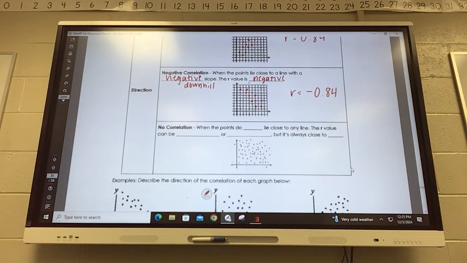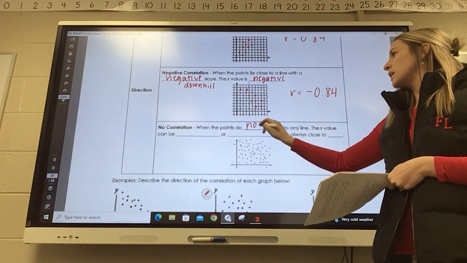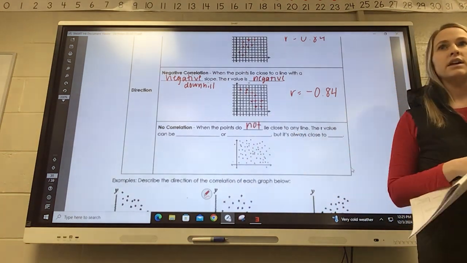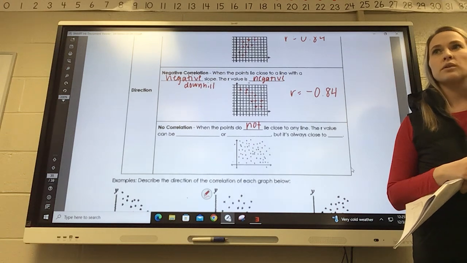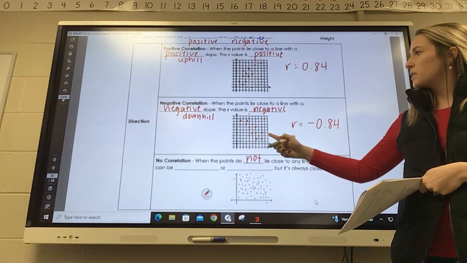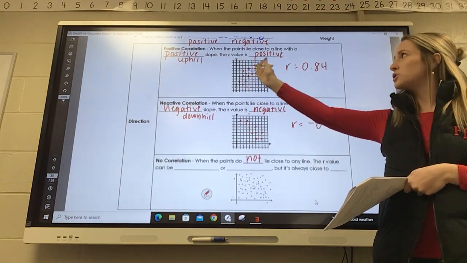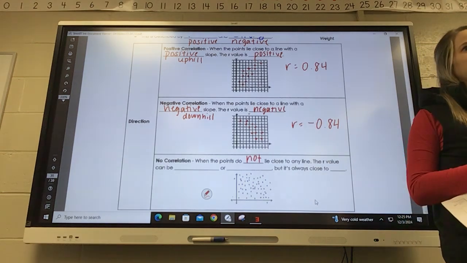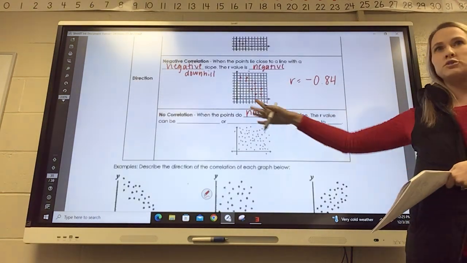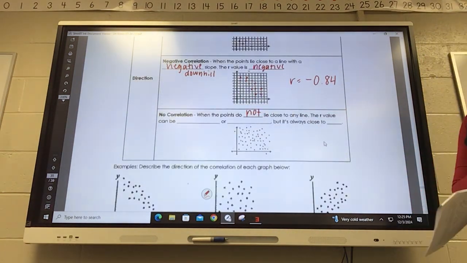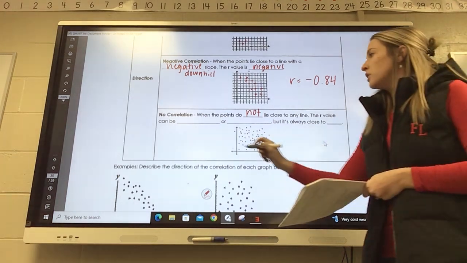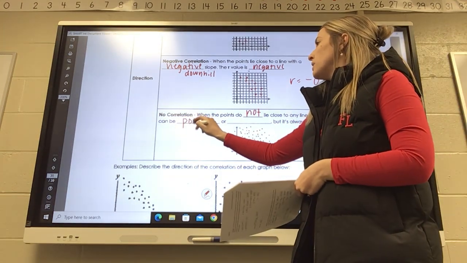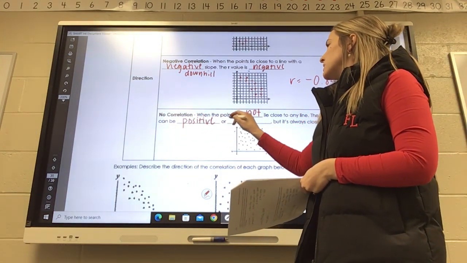And then we have something called no correlation. So that's when your points do not lie close to a straight line. It's hard to tell that that's linear, right? It's just all over the place. Versus these, I know they're not a perfect line, but they kind of go straight up and straight down, correct? This is just jumbled all over the place. So your r value could be positive or negative. That part doesn't matter.